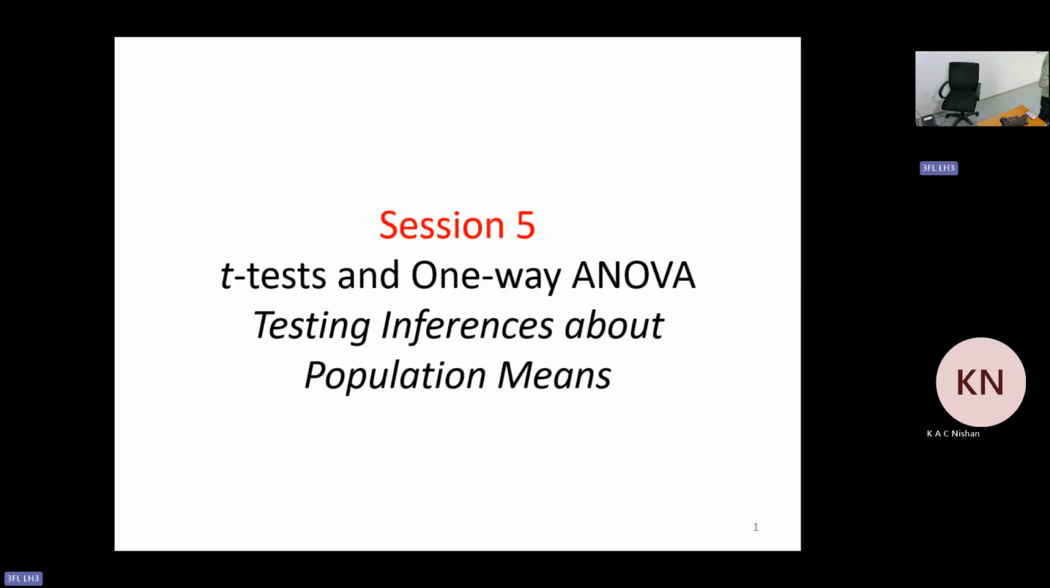Open your notebooks and take down this topic: test of difference. The best practice is to take down things, isn't it? Because we cannot bring everything. The best thing is to take down notes. So please take down test of difference. And we shall discuss several types of test of differences.